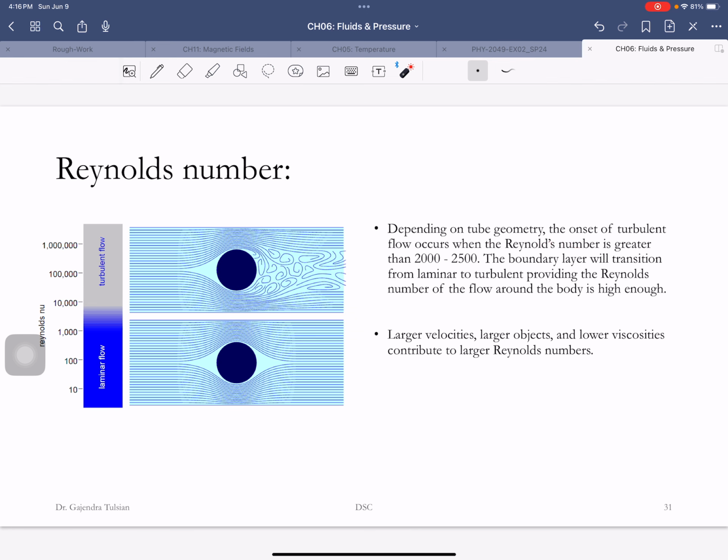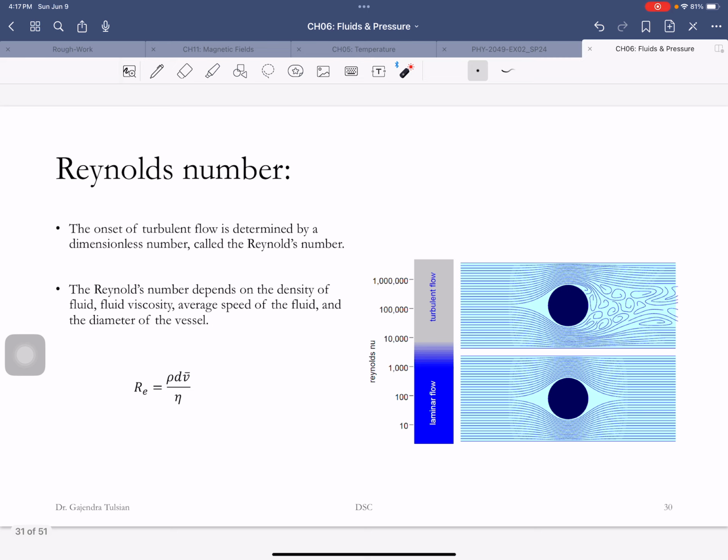Depending on the geometry, the onset of turbulent flow occurs when the Reynolds number is greater than about 2500. The boundary layer will transition from laminar to turbulent flow. So here was a laminar flow, and it transitioned to turbulent flow at a Reynolds number of about 2500. Larger velocities, larger objects, and lower viscosities contribute to larger Reynolds numbers. So the lower the viscosity, the higher the Reynolds number. The higher the diameter, the higher the Reynolds number.